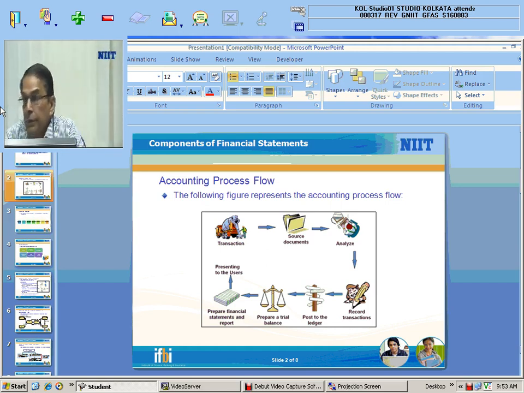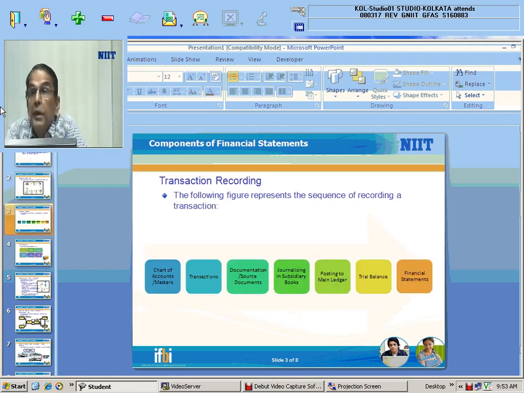So the sequence of recording a transaction is given diagrammatically on your screen. We must have a chart of accounts or masters. Without the chart of accounts and masters, you do not know which accounts are available and where the transactions are going to be recorded. So we must have a chart of accounts or masters. Basically, it is nothing but the list of accounts and the account numbers.